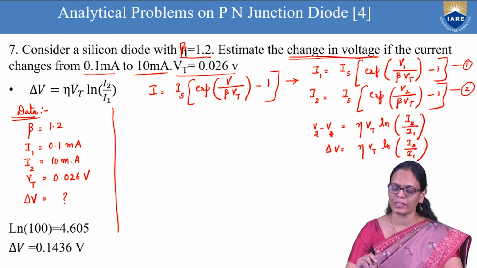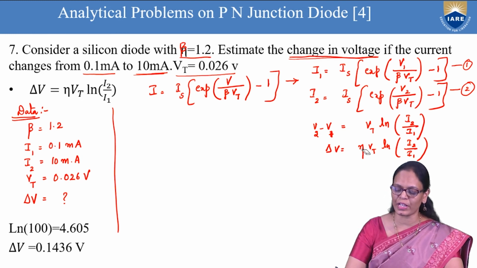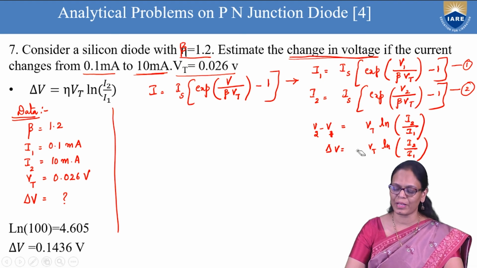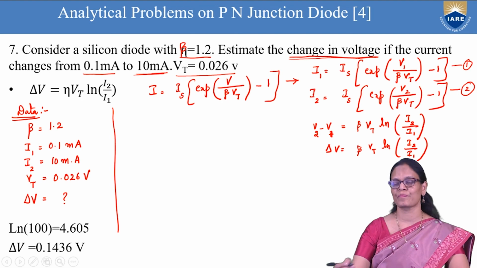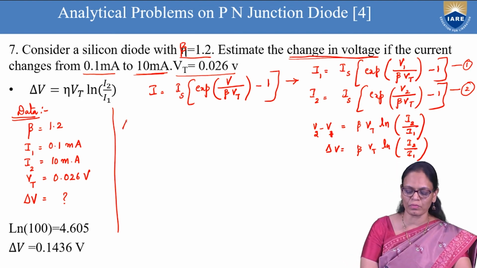So beta here, we are using instead of eta, we are using beta. Both are the ideality factors, so I'll write it as beta. Now just substitute. Delta V is equal to beta, and beta is given as 1.2, into Vt. The thermal voltage is given as 0.026, into ln.